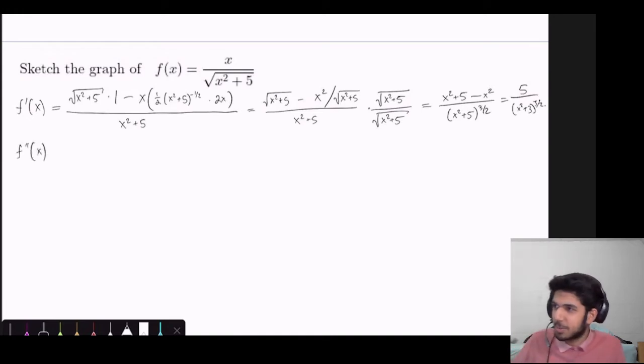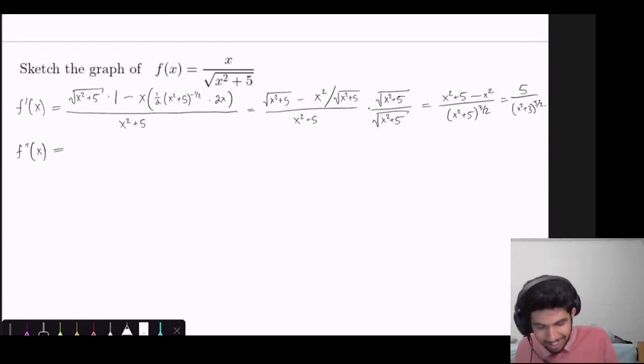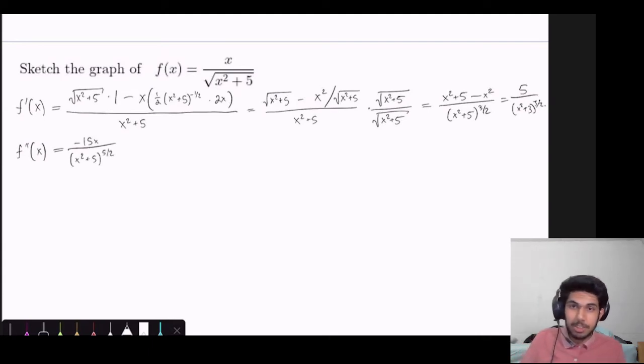Next we want f double prime of x. And you can do your product or your quotient rule, practice it for fun. I'm gonna save us some time here. This should be negative 15x over x squared plus 5 to the 5/2 power. I encourage you to do that derivative on your own. It'll be really good practice.